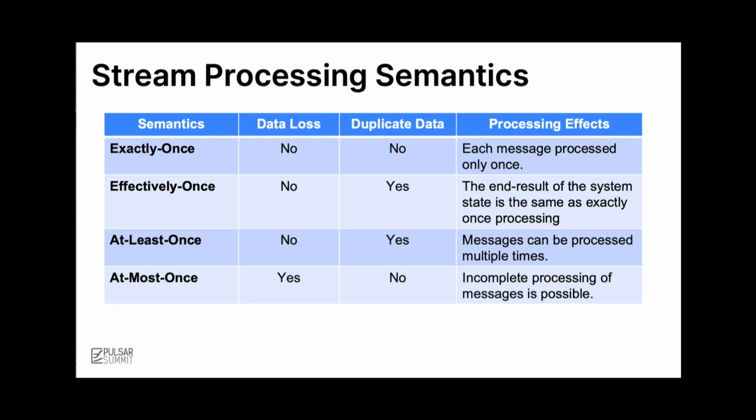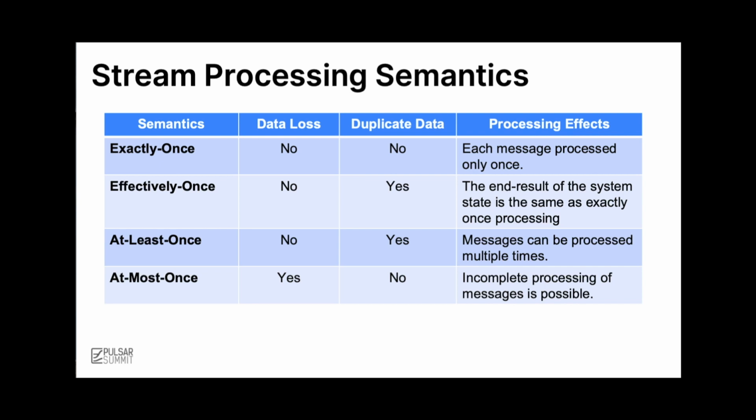So these are the 4 different types of processing semantics. Again, exactly once is the ideal situation. This is if your application requires this, you cannot tolerate data loss, you cannot tolerate duplicate data, and the process's effects on the downstream system are as if the message was processed exactly once. So again, if you're doing a database update, the record comes in, you don't miss anything, you don't have duplicate records in there, and you've inserted 1 record into the database per message.